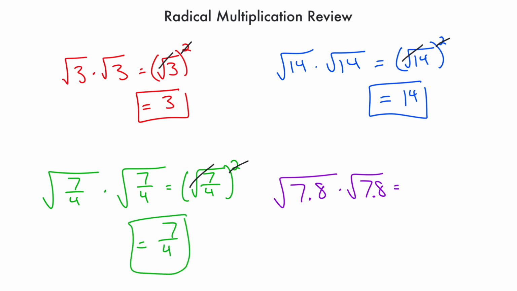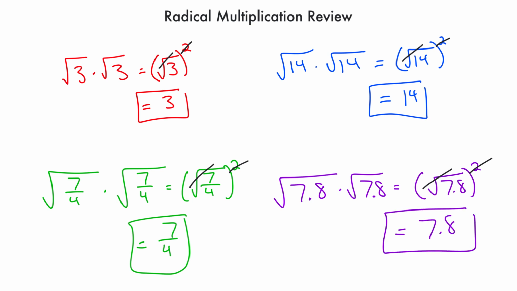And heck, it even works with decimals. The square root of 7.8 times the square root of 7.8 is equal to the quantity of the square root of 7.8 quantity squared, where the square root and the square undo one another because they are inverse operations, and the answer is 7.8. Yay. This seems, at face value, something that's just a no-duh statement. But as soon as I make this more complex, it tends to baffle some students in its initial investigation.